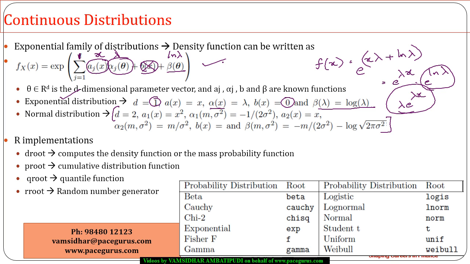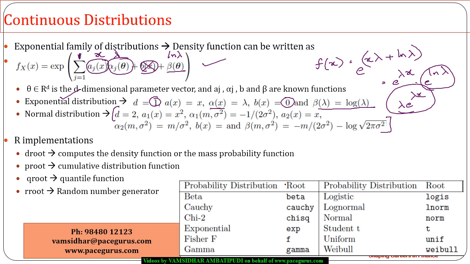So again, there are so many distributions in the real world which belong to this exponential family of distribution, which can very well be handled by doing some kind of modifications to the generalized terms A, alpha, B, beta kind of term. By making some kind of changes to them, we can very well convert them into an appropriate distribution.